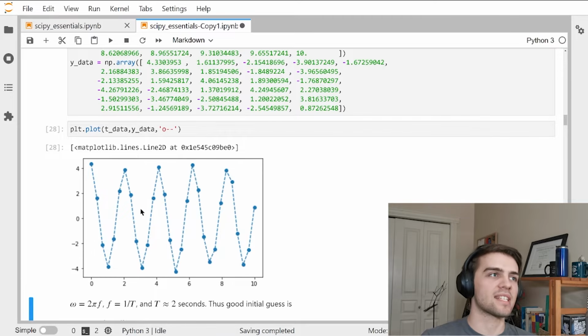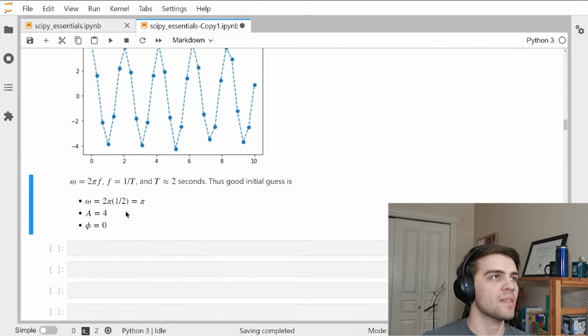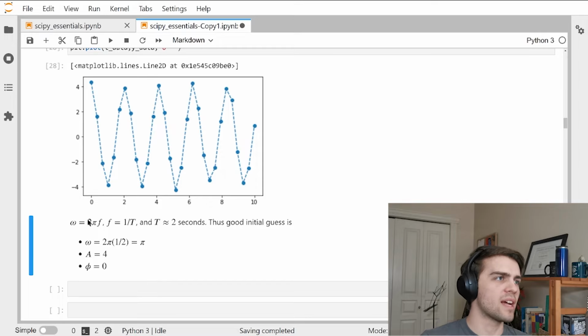You can tell that the data is a little bit noisy, but clearly there's some sort of natural frequency to this, and we can do a curve fit and extract what that natural frequency is. Noting that omega is 2 pi f, f is 1 over T, and T is the period. By looking at this plot, you can get a sense of what the period is. It takes about 2 seconds, so I can say T is equal to 2 seconds.